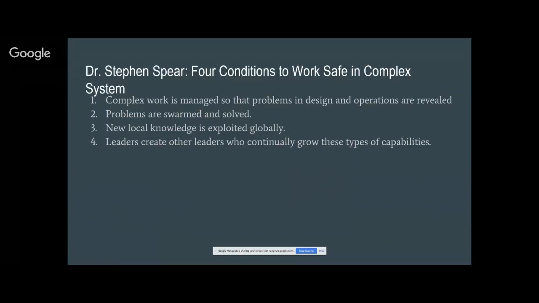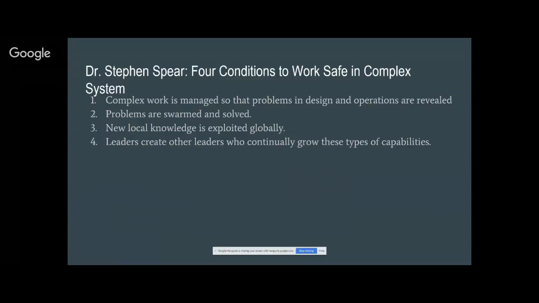Three, this local knowledge from resolving these problems is then exploited globally. So if you have a company that has 15 plants around the world, and one plant discovered a potential problem with their line number 4 in certain conditions, and they discover how to resolve that problem, that knowledge is disseminated among the entire company, so that problem, if it occurs with another plant, can be more easily resolved.